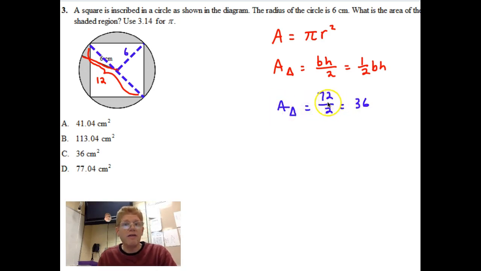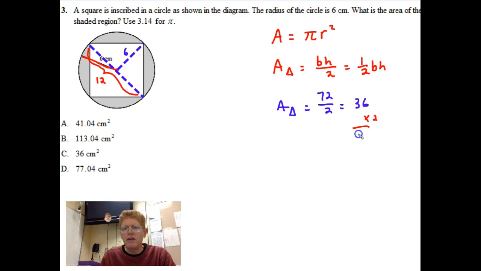Now, we actually have two triangles, though, right? We have a triangle over here, and we have a triangle over here. So what we've got to do is multiply that triangle's area by 2. And that's going to give us 72, right? 72. That's going to be the area of our rectangle, our square. And then we need to just find the area of the circle.